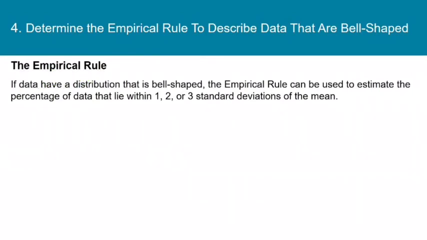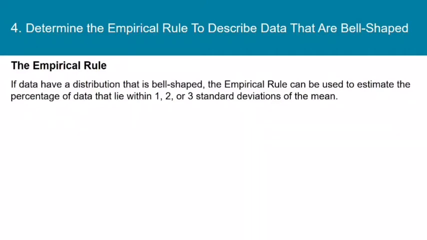Now we're going to get to talk about the empirical rule. This is just a rule of thumb that's going to help us estimate the percentage of data that lies within a certain distance of the mean. So this says if data have a distribution that is bell-shaped, the empirical rule can be used to estimate the percentage of data that lie within 1, 2, or 3 standard deviations of the mean.